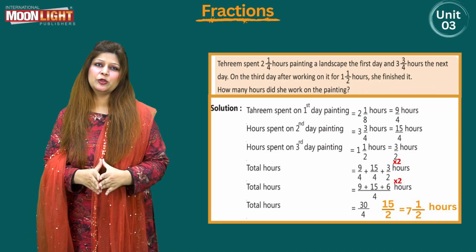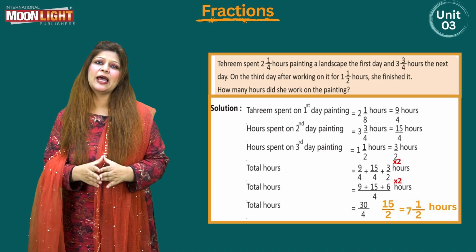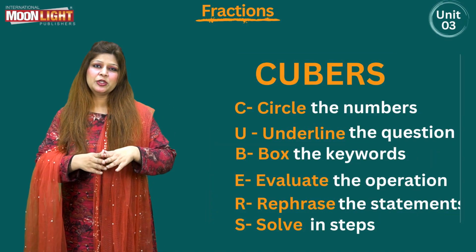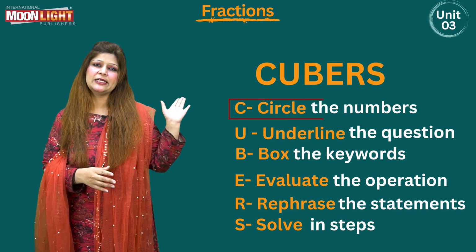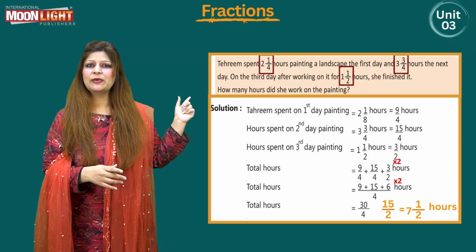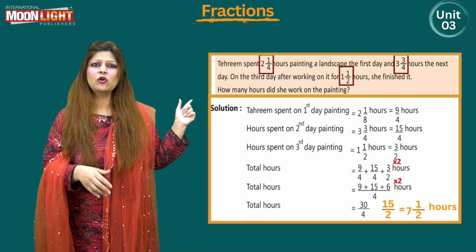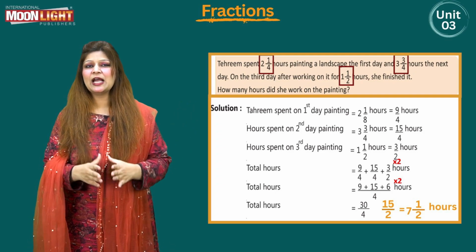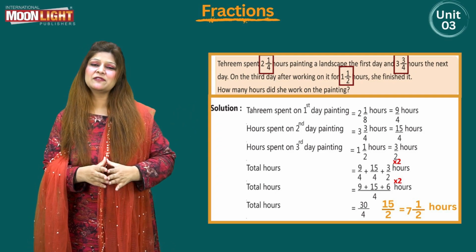As I told you, the CUBE method. So according to that method, we are just going to identify the words for it. For the CUBE method, you already know that C stands for circle the numbers. So I'm going to circle the fractions: 2 whole 1 by 4, 3 whole 3 by 4, 1 whole 1 by 2. We have 3 fractions and these are mixed numbers. Okay, so I have circled them.